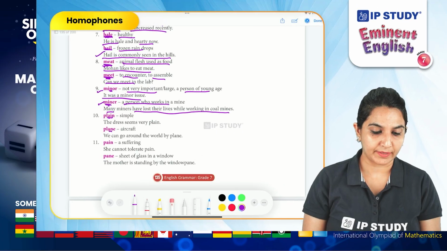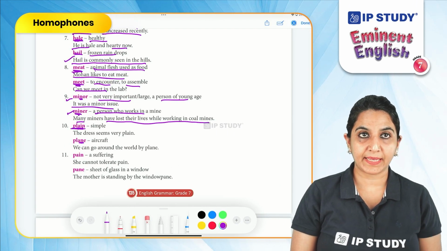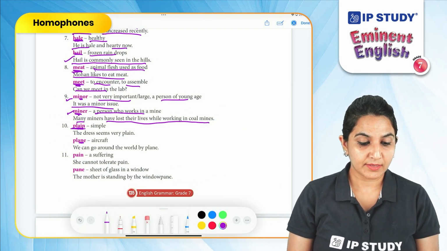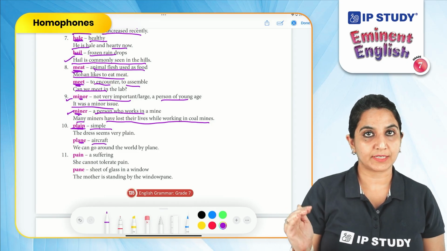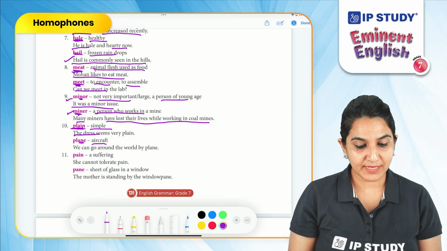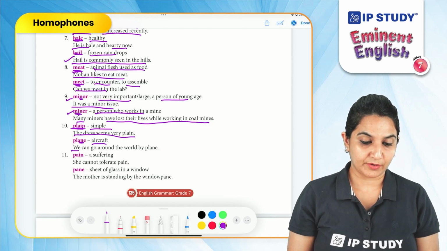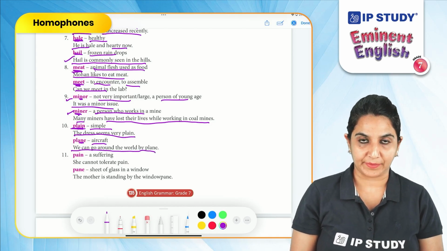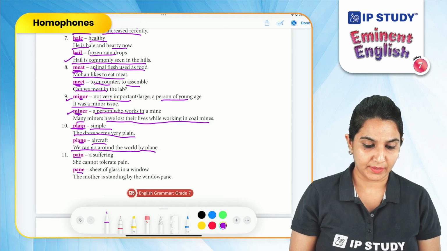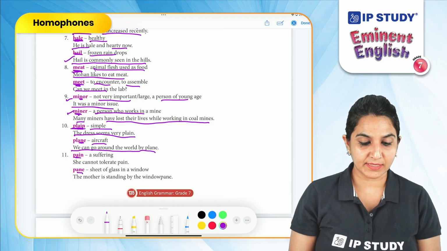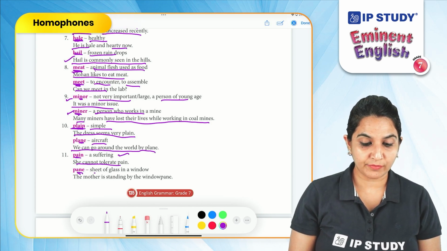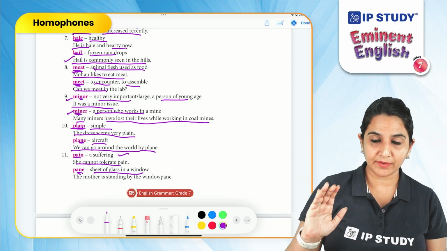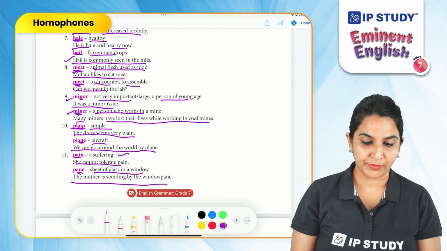Plain, plain. Plain with AIN means simple. Plane with ANE means aircraft that you fly in. The dress seems very plain. We can go around the world by plane. Pain, pain. This pain with AI means suffering. She cannot tolerate pain. This pane with ANE is a sheet of glass in a window, like we say window pane. The mother is standing by the window pane.